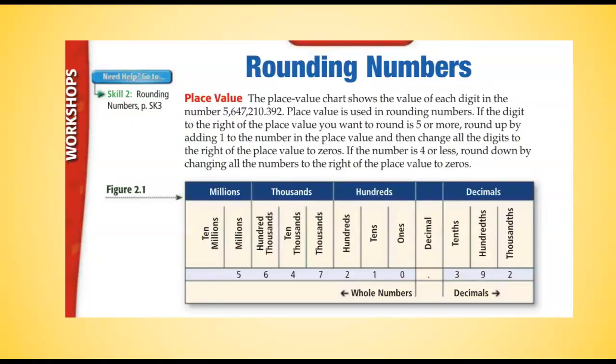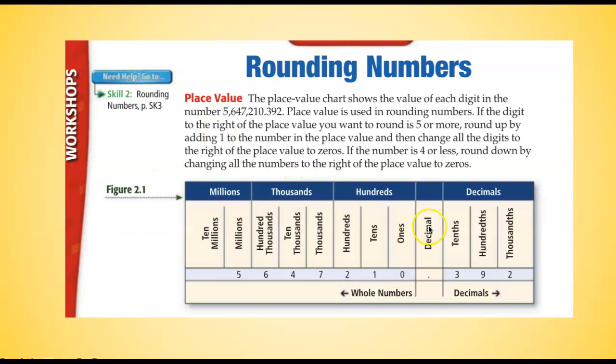So let's look at the place value chart. The place value chart shows the value of each digit in this number, 5,647,210.392 thousandths. Place values are used in rounding numbers. If the digit to the right of the place value you want to round is 5 or more, round up by adding 1 to the number in the place value, and then change all the digits to the right of the place value to zeros. If the number is 4 or less, round down by changing all the numbers to the right of the place value to 0. So you're not really changing that number. When it says round down, you're just changing all the numbers to the right.